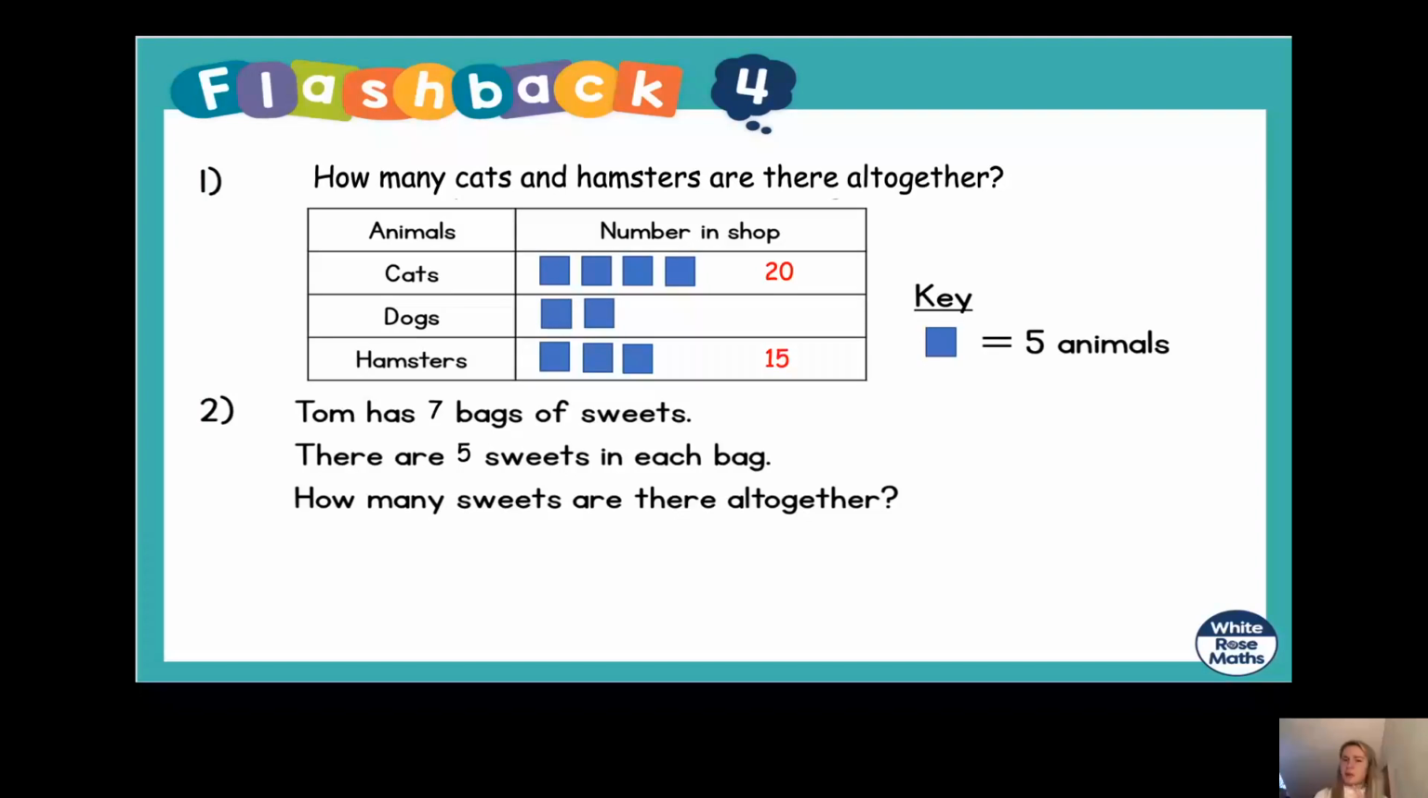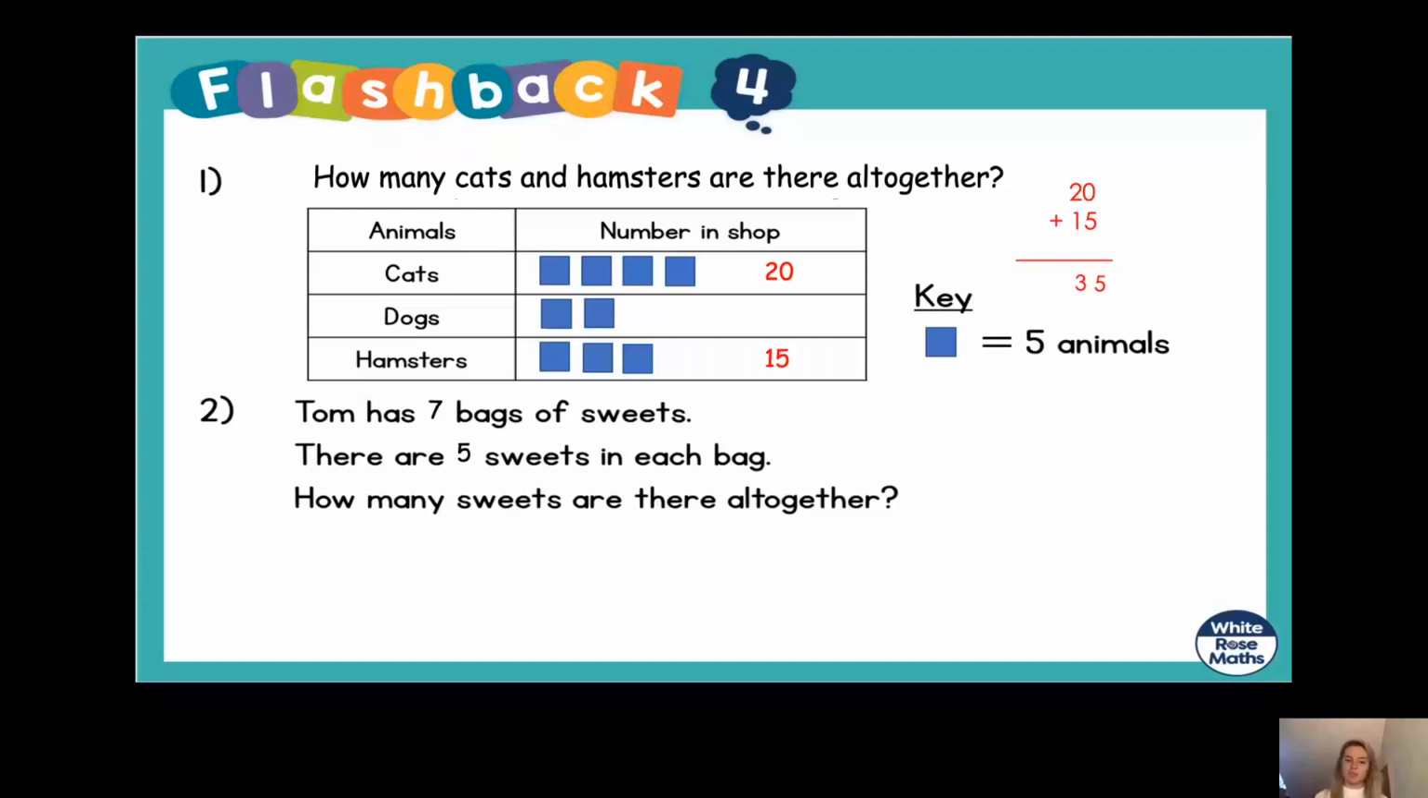Now, how do we work out how many there are all together? Well, we need to do addition, don't we? So here's my column addition. Let's start with the ones. So we need to do 0 plus 5, which is 5 because we're not adding anything to 5. And then the tens, 2 plus 1, which is 3. So therefore, there are 35 cats and hamsters all together.